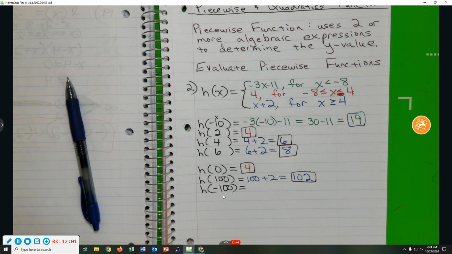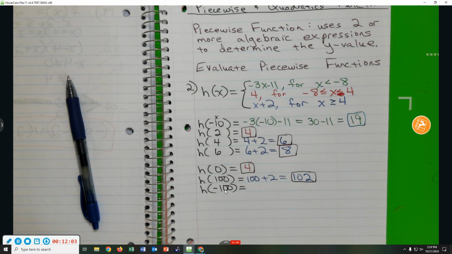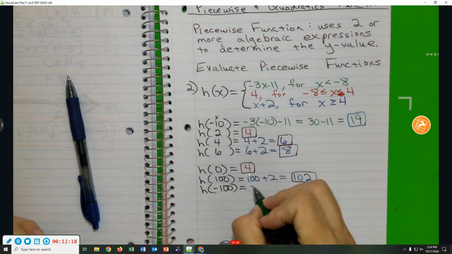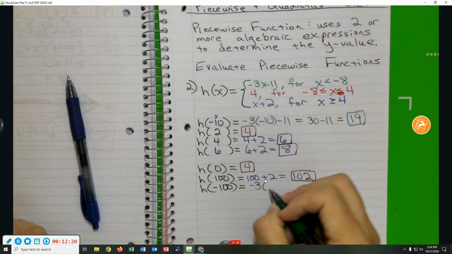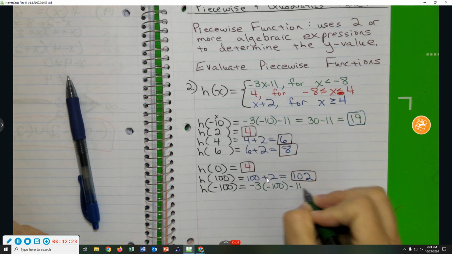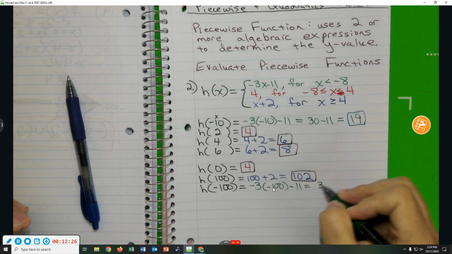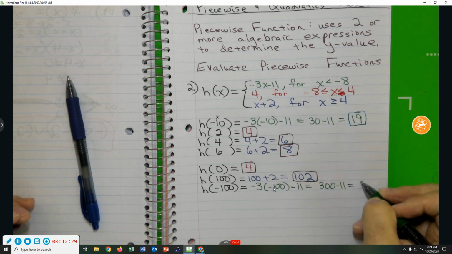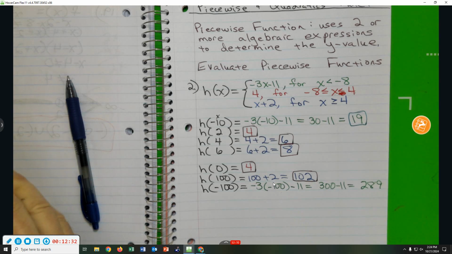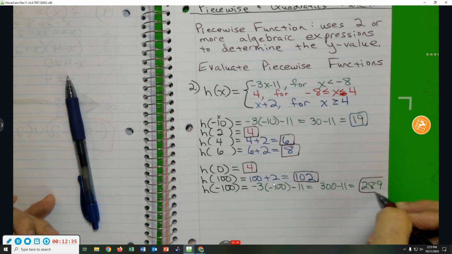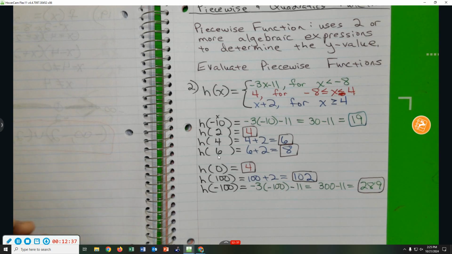And finally, h of negative 100. Our x value is negative 100. Which inequality is satisfied by the x value of negative 100? The green one, so that's a negative 3. Plugging in the negative 100, that becomes 300 minus 11, which is 289. So is it clear? You've got to decide based on the x value which one you plug in by looking over here first.